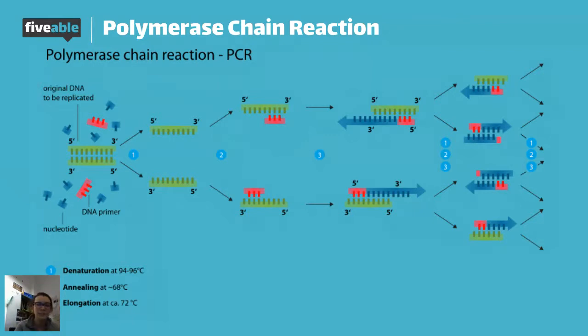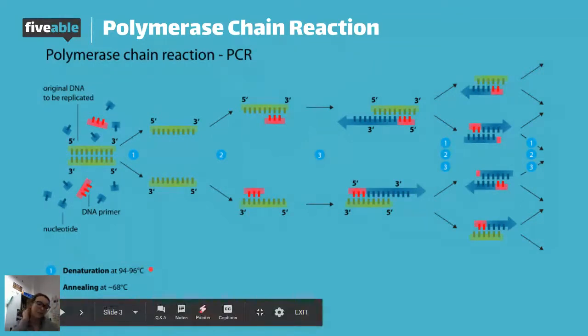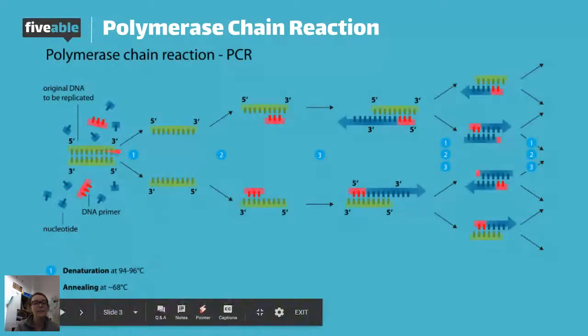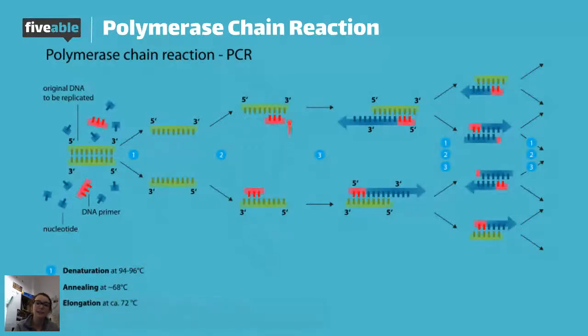So what happens is we denature: we heat up the DNA to a pretty high temperature, 94 to 96 degrees Celsius. That's right before boiling point, right? And what that does is it splits our DNA open. Then we lower the temperature down to 68 degrees, a nice chilly 68, which allows for the annealing process, which is where our primers find their target DNA sequences.